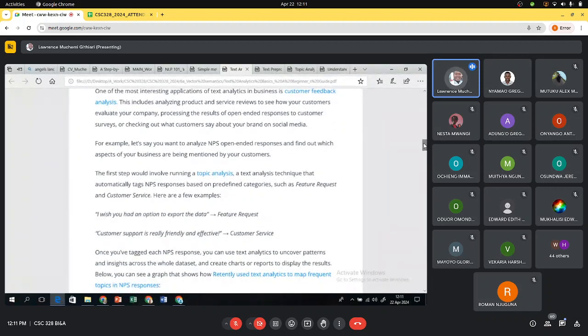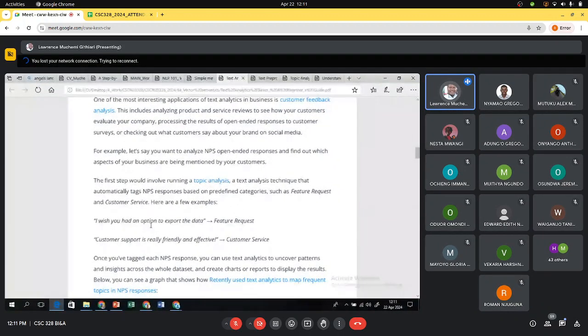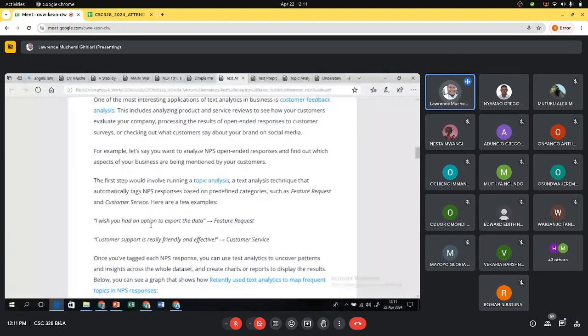So here they have some data for what they are calling the NPS open-ended responses, to find out which aspects of your business are being mentioned by customers. So this is like a topic, because we are talking of what customers are mentioning. So this is a topic analysis. So the first step would be involving running a topic analysis.